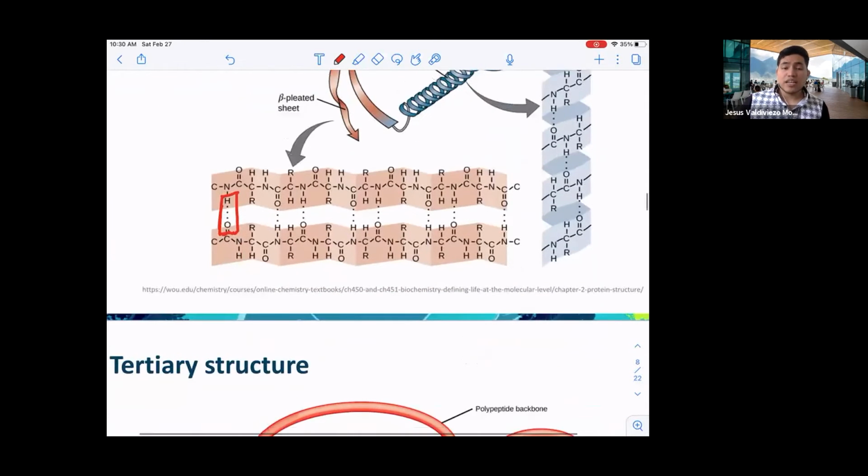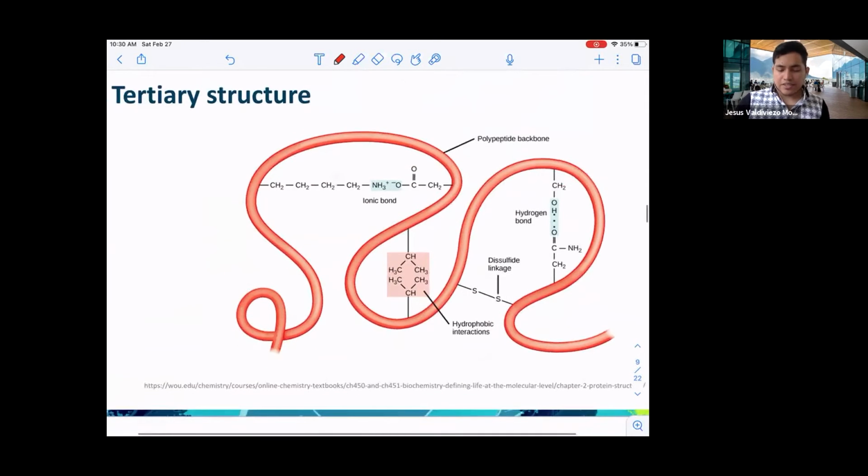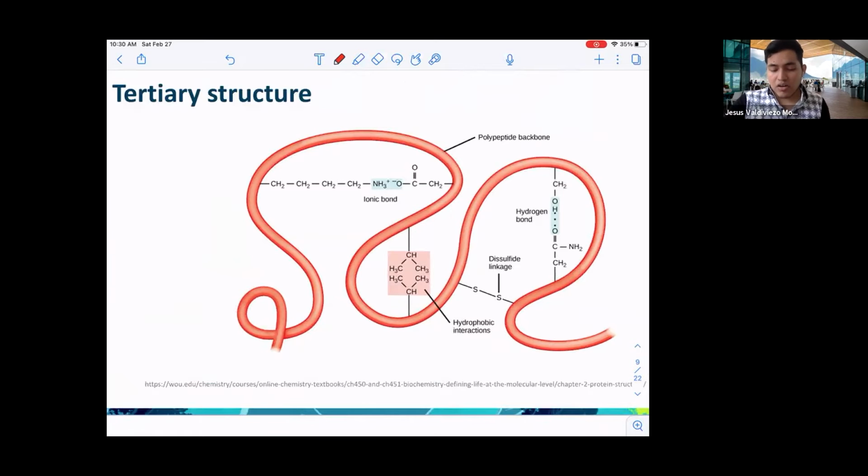Then the tertiary structure is a bit more elaborate than the secondary. It also includes other types of interactions, like for example, ionic bonds, hydrophobic interactions, disulfide linkages, and more hydrogen bonds. And these ionic bonds and those types of interactions come from the R group of each amino acid. So you can start thinking that the R groups are going to dictate how the protein is going to fold, because these interactions are going to be strong enough to start folding your protein into really interesting shapes.